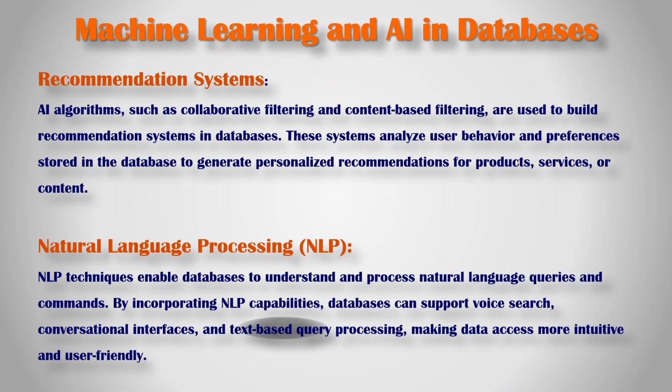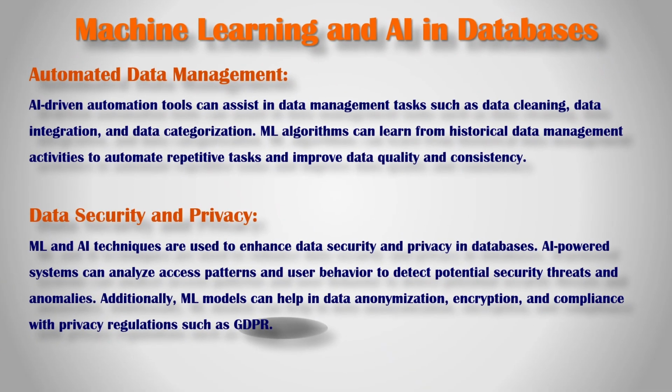Recommendation systems. AI algorithms such as collaborative filtering and content-based filtering are used to build recommendation systems in databases. These systems analyze user behavior and preferences stored in the database to generate personalized recommendations for products, services, or content. Natural language processing, NLP, techniques enable databases to understand and process natural language queries and commands. By incorporating NLP capabilities, databases can support voice search, conversational interfaces, and text-based query processing, making data access more intuitive and user-friendly.